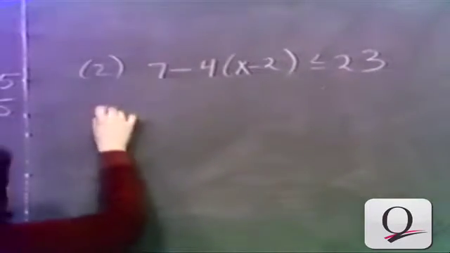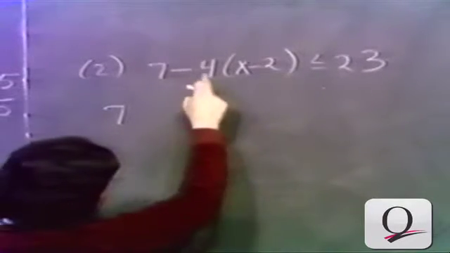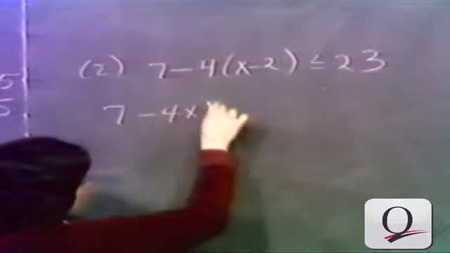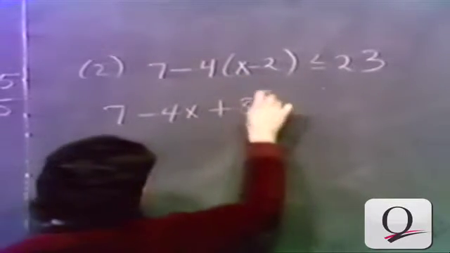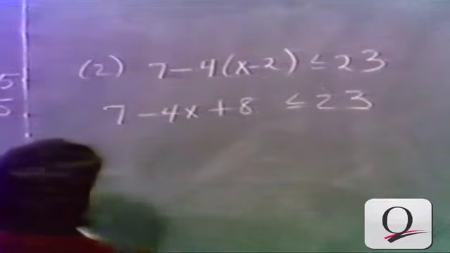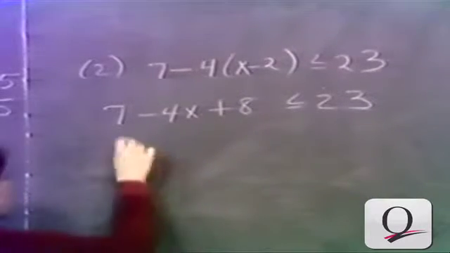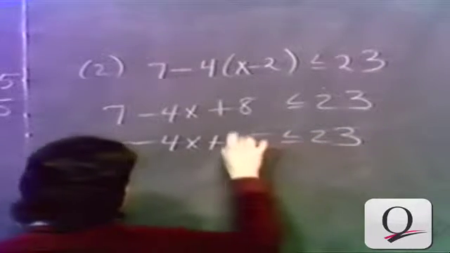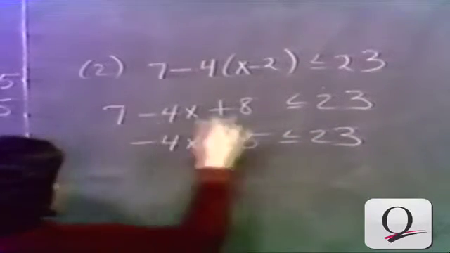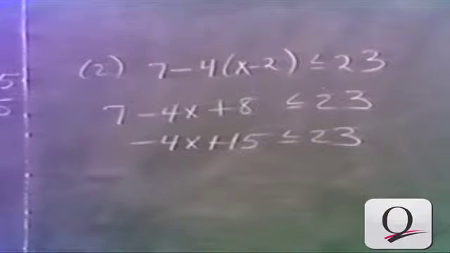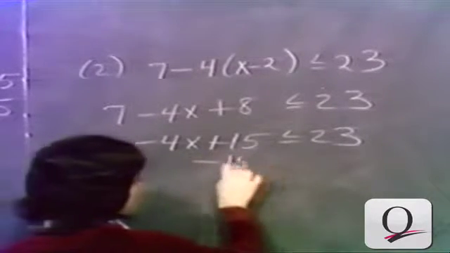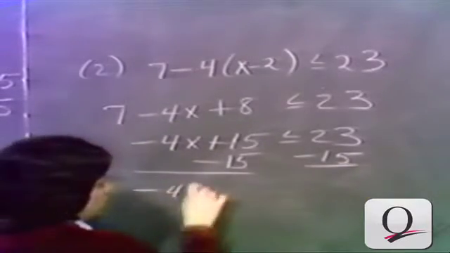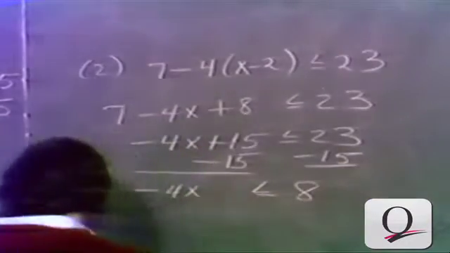So we have 7. In fact, you can distribute, instead of just 4, minus 4. You have minus 4 times x is minus 4x. Minus 4 times minus 2 is plus 8, less than or equal to 23. Minus 4x plus 15 is less than or equal to 23. Adding the 7 and the 8. And now subtracting 15 from both sides of the inequality. Minus 4x less than or equal to plus 8.